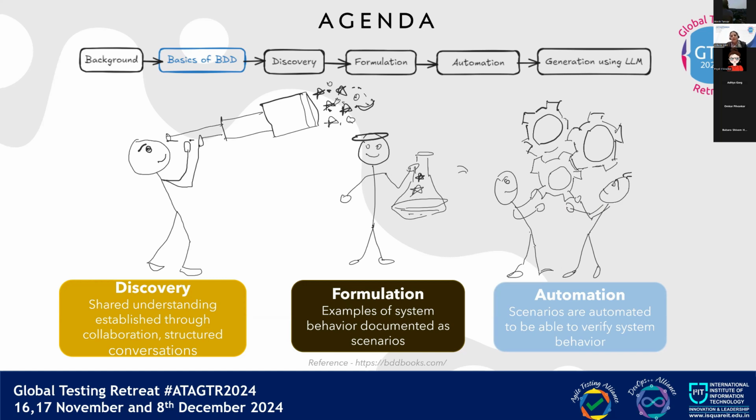Discovery is followed by formulation. In formulation, you give business language to the examples that you discovered in the previous stage. And finally, there's automation, wherein you put code against the spec, code against the examples that you discovered or wrote in the business language, so that it can be validated against the live application. That's how it becomes living documentation.